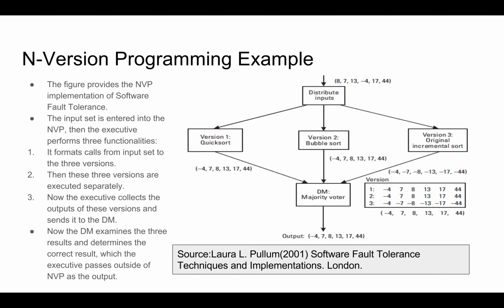Now the DM examines the result where for every position in the sorted list, it matches with the other outputs of each version and verifies whether they are the same or not. If the output is the same, then it gives the number as the output. In that way, for each and every position, we calculate the output and store it as a result. Now the control is returned to the executive, where the executive passes the correct result outside of the NVP, and the NVP module is exited.